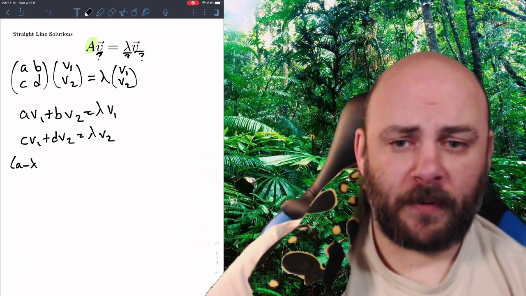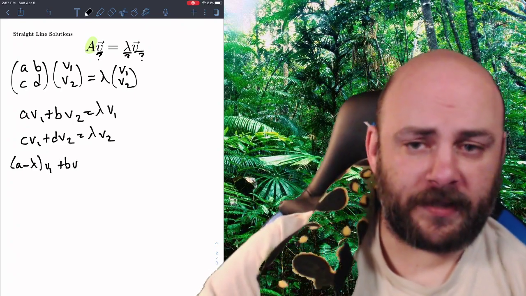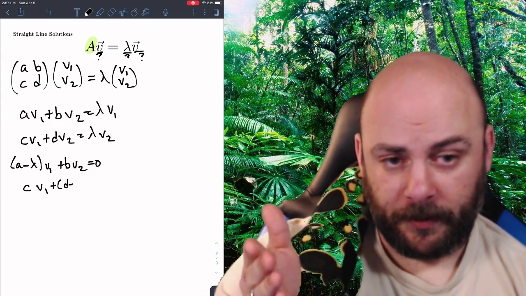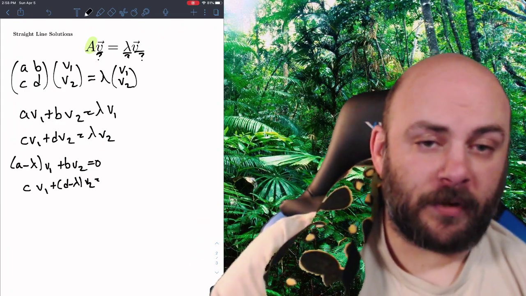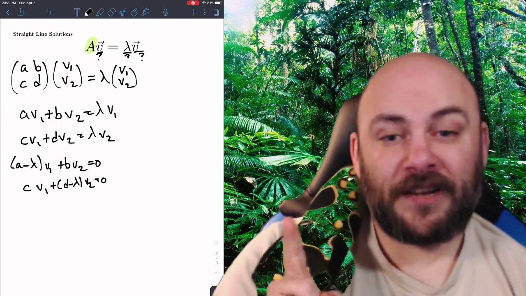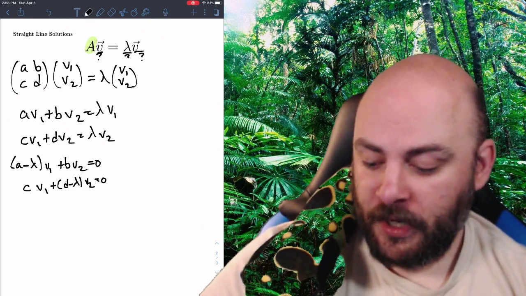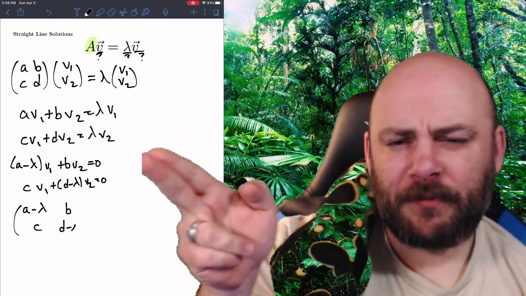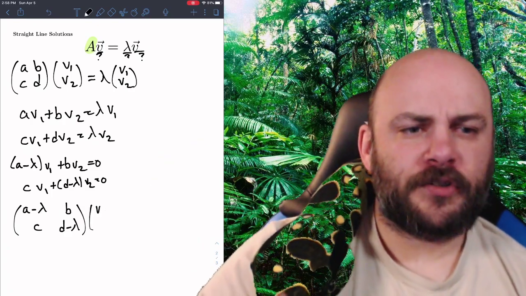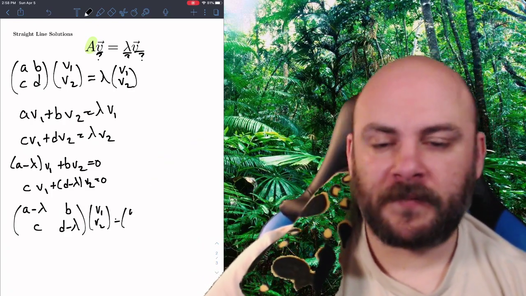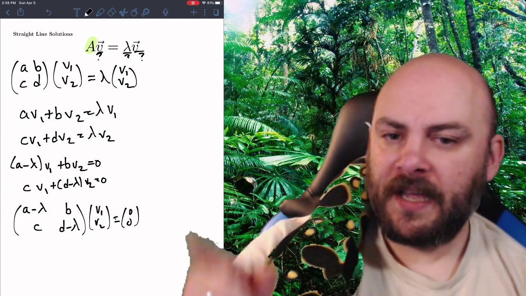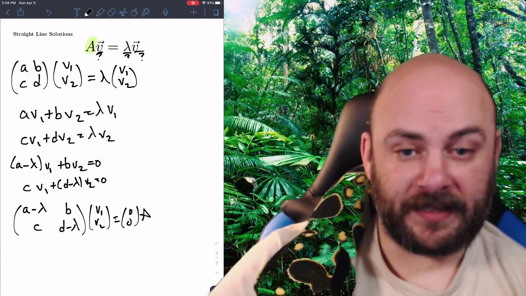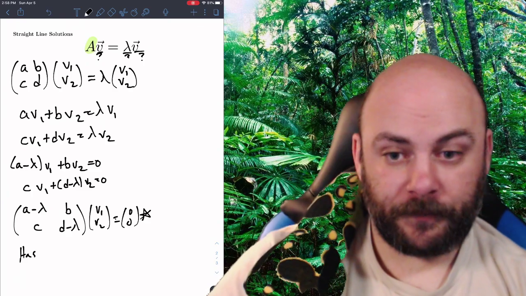Rewriting that as a system of equations and then doing a tiny bit of algebra, we get that (A minus lambda) times V1 plus B times V2 should equal 0. And similarly, C times V1 plus (D minus lambda) times V2 should also equal 0. So we've got our system of equations that we have to solve. And what's nice is I can rewrite this again in matrix vector form to make a couple of things clearer. We've got this matrix with entries A minus lambda, B, C, D minus lambda, and the vector V1, V2.